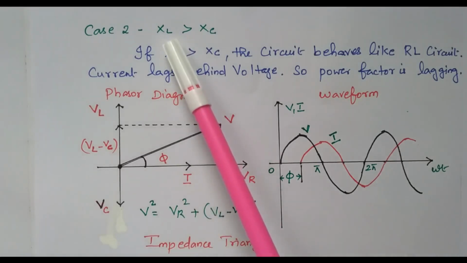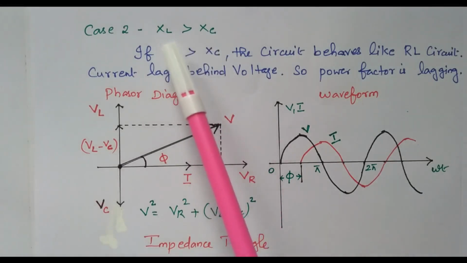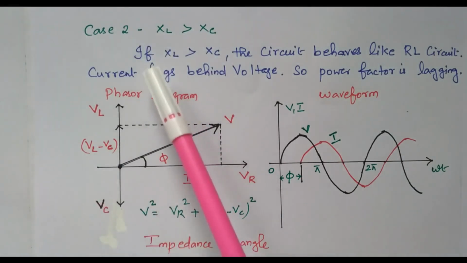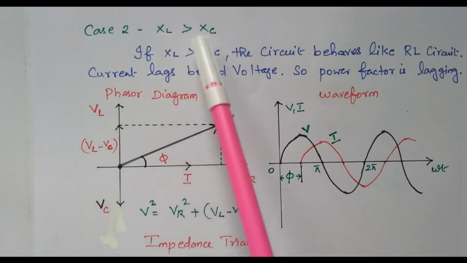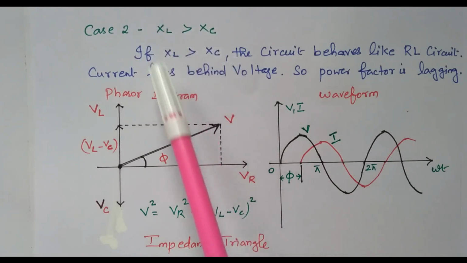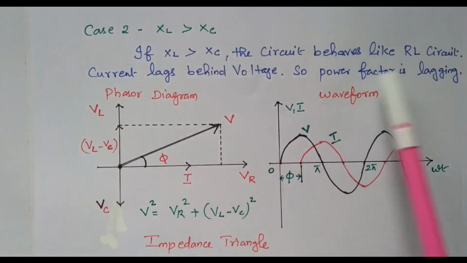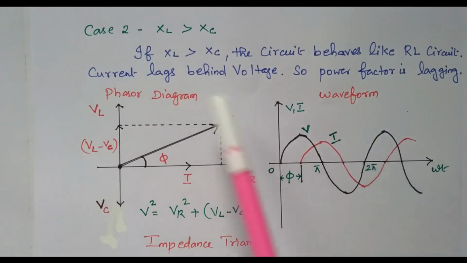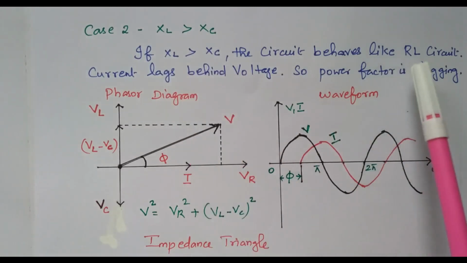In this case, XL is greater than XC. Capacitive reactance is lesser, inductive reactance is more. Here the capacitive reactance is less and inductive reactance is more. In that case it will act as an RL circuit, because of the higher inductive reactance.